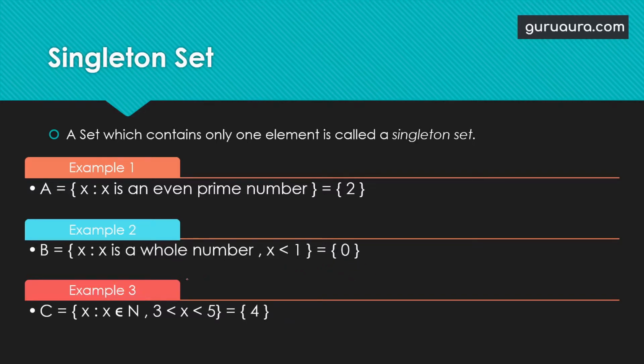Next example. The set of all x such that x is a natural number greater than 3 but less than 5. We have only one natural number, 4, between 3 and 5. So this is also a singleton set.